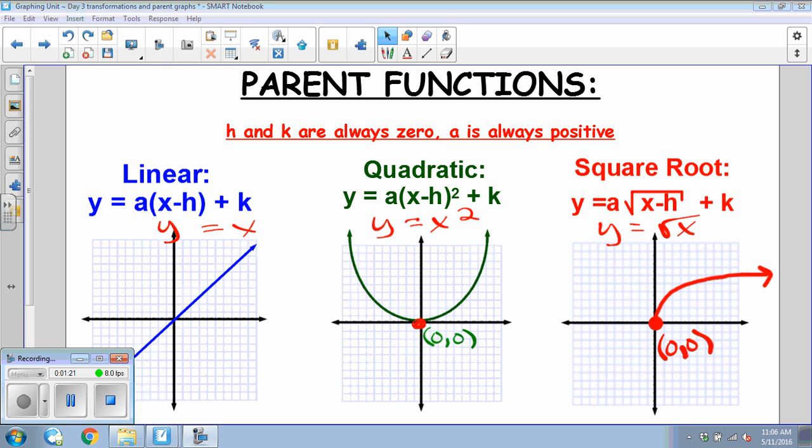H and K are the numbers we saw with parabolas. H and K in a parabola is our vertex. H and K moves that vertex from its original starting point. In its parent function for a quadratic, the vertex is at 0, 0, because H and K are 0, 0. So if you change those values for H and K, it shifts that function left, right, up, down. Okay? And we're going to talk about those shifts in a minute. So in all of the parent functions, H and K are always 0.